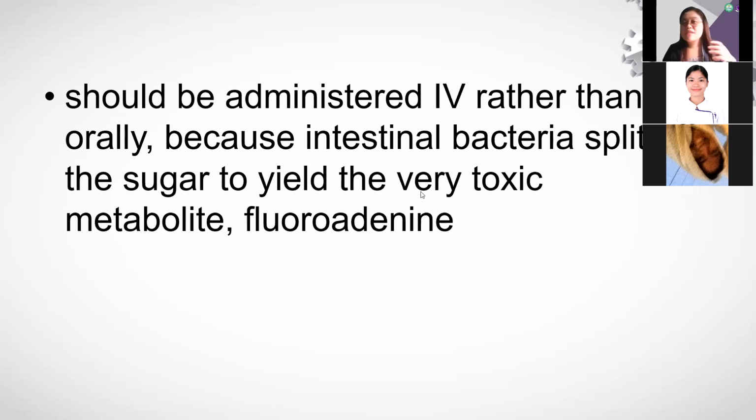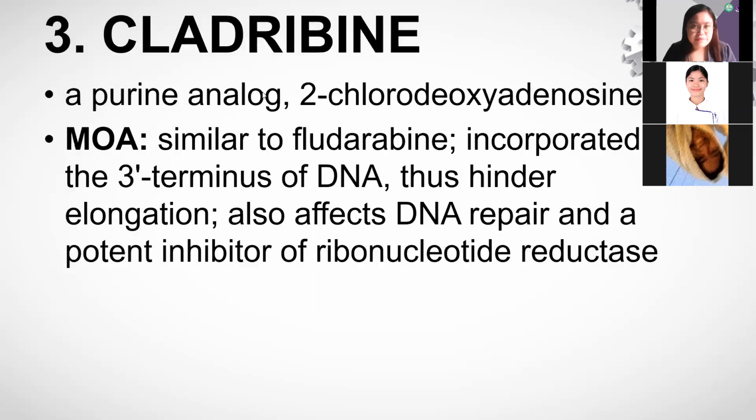Now, how do we administer fludarabine? It should be administered intravenously. We don't give it orally because our normal flora or normal microbiota, the bacteria which can be normally found in our intestine, can metabolize this drug. Again, the microbiota in the intestine can metabolize the drug. It can split the drug, take away the sugar, and what remains is the fluoroadenine part, and the arabinoside is lost. Arabinoside is actually a sugar. So what remains is the fluoroadenine, and that is very toxic. So again, that is the reason why we don't give the drug orally.